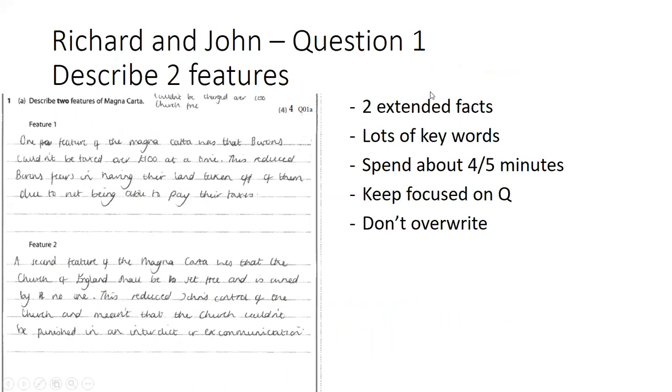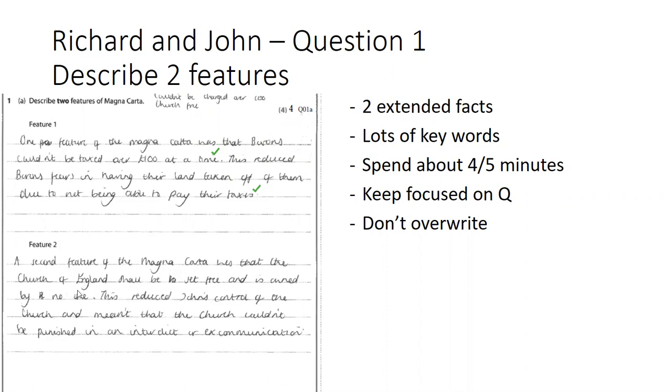You've got one example here, describe 2 features of the Magna Carta. Now, one feature of the Magna Carta was that barons couldn't be taxed over £100 at a time, 1 mark. I will tick where these marks are happening, just so you know from an examiner's point of view that this is what they would do. There. This reduced barons' fears in having their land taken off them due to not being able to pay their taxes. 2 marks, done.